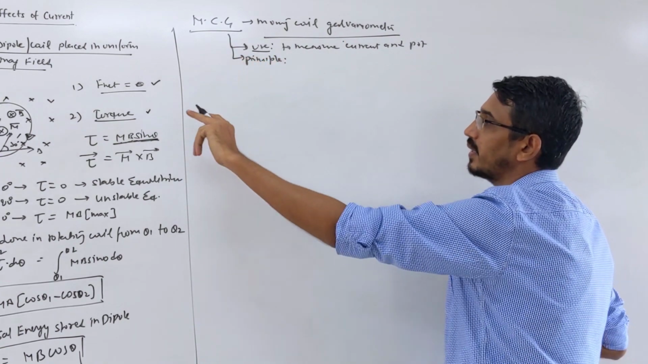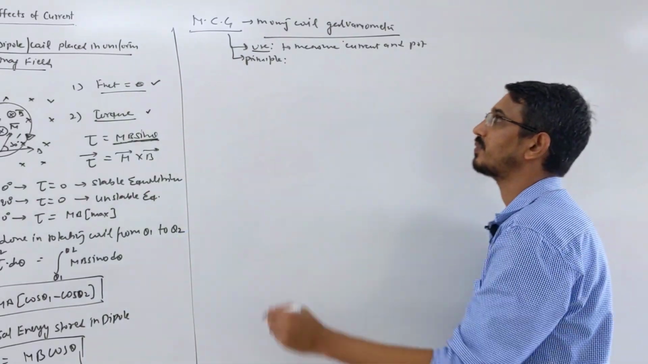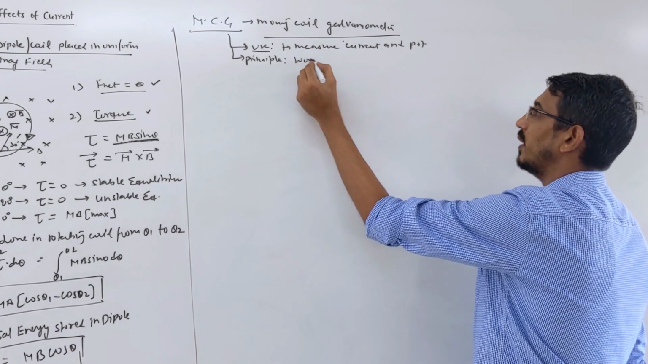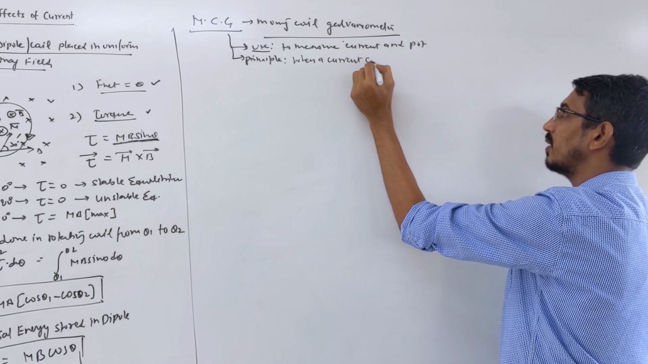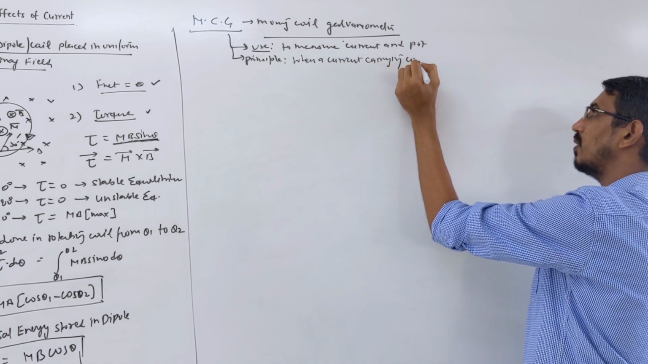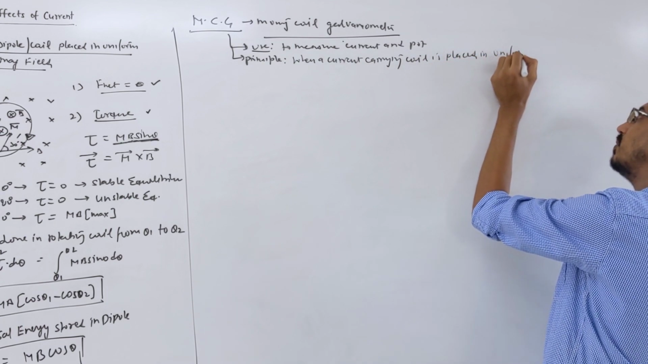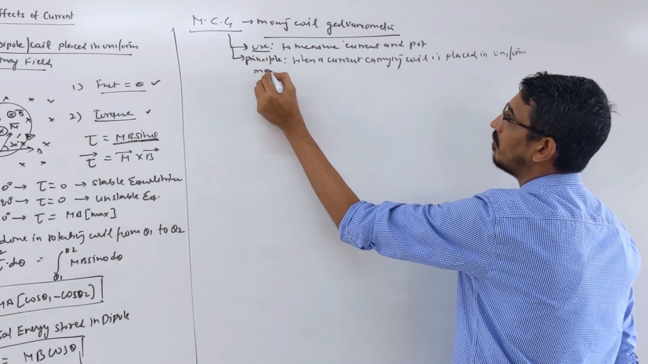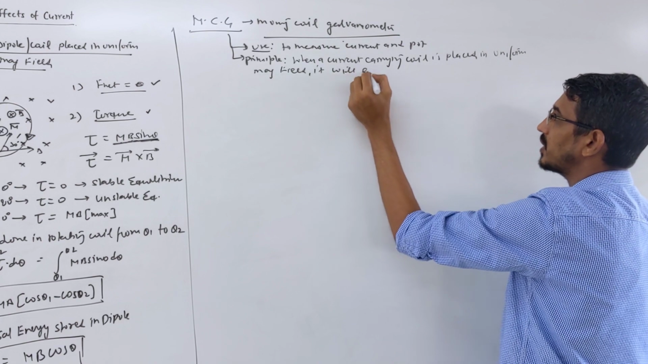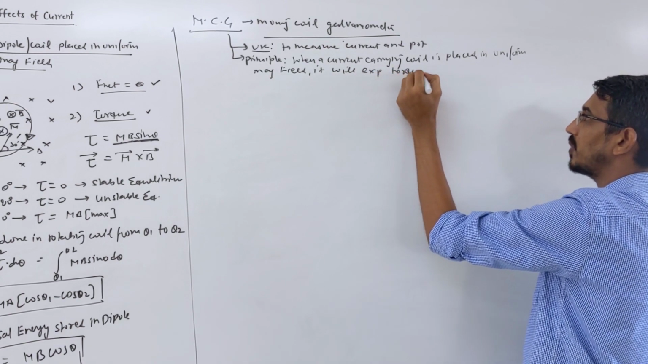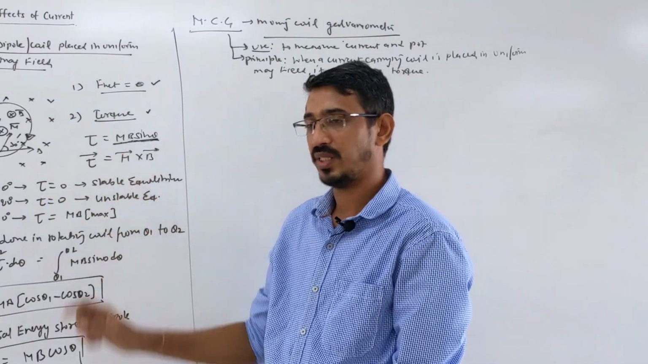Then what is the principle of this working? The principle is that a current carrying coil placed inside a magnetic field will experience torque. Correct? Let me write here: when a current carrying coil is placed in a uniform magnetic field, it will experience torque. This is the working principle, like you have done. When you put a closed loop inside a magnetic field, it will experience a torque given by this formula, right?